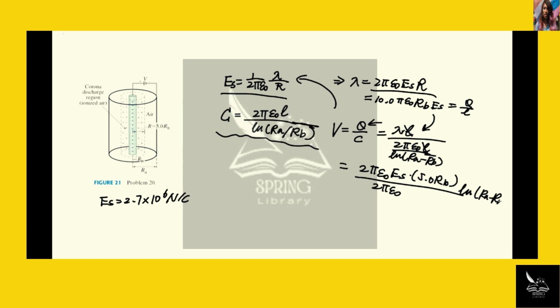If we observe, the 2 pi epsilon term in the numerator and denominator will cancel each other. So we are left with 5 R_B E_S ln of R_A divided by R_B. At this point, we can see that we have all the parameters we're looking for, and we can explicitly write all the numbers.